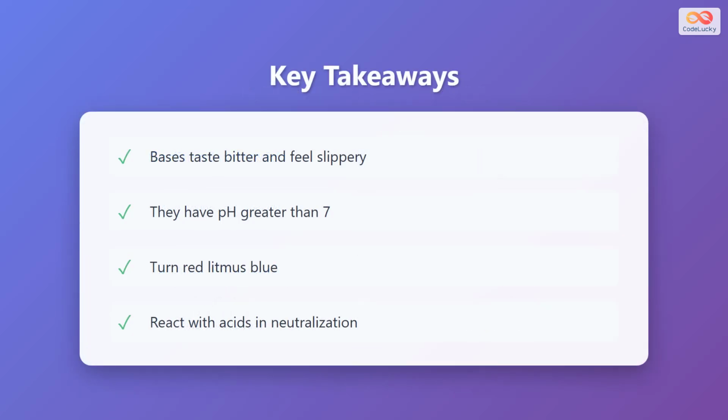Let's review the key points. First, bases taste bitter and feel slippery to the touch. Second, bases have a pH greater than 7, indicating their basic nature. Third, bases turn red litmus paper blue, which helps us identify them in the laboratory. Finally, bases react with acids in neutralization reactions to produce salt and water. Understanding these properties allows you to recognize bases and predict their behavior in chemical reactions.